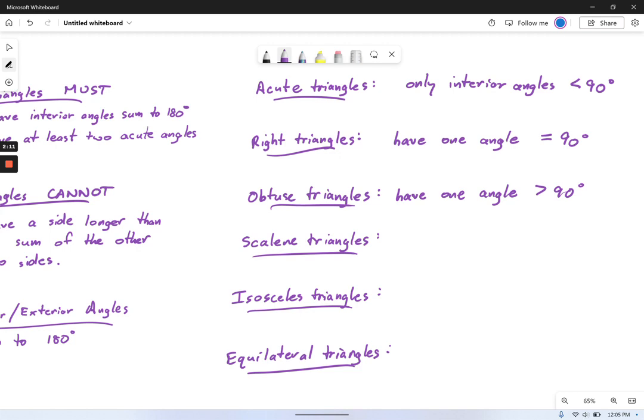Okay, scalene triangles. Very easy to define this one. No equal sides. Isosceles triangles. These have two equal sides. And one of the theorems of geometry says that if you have two equal sides, you also therefore have two equal angles. Which you might take to mean that, well, if the scalene triangle has no equal sides, that means no equal angles. That would be right.